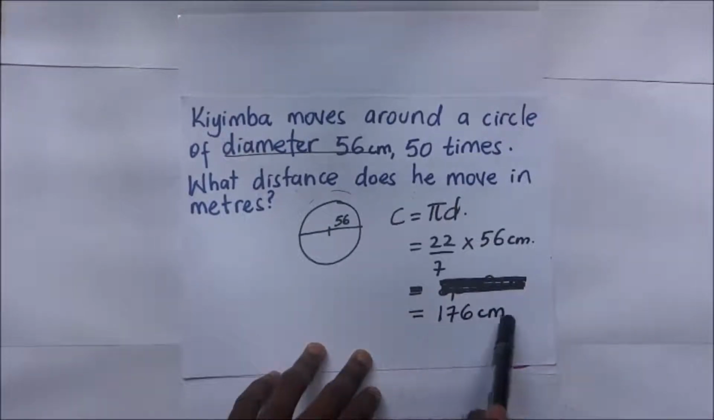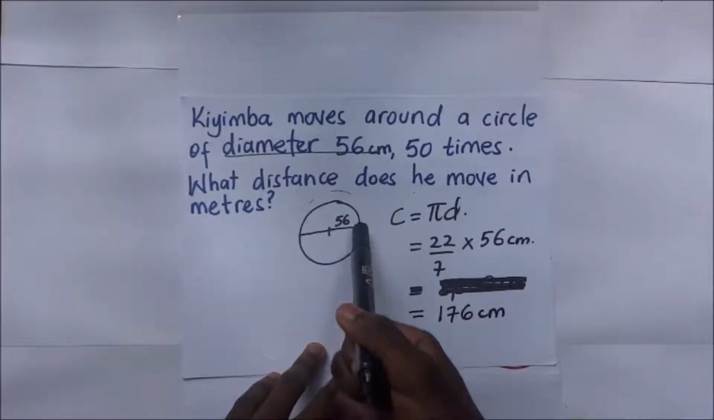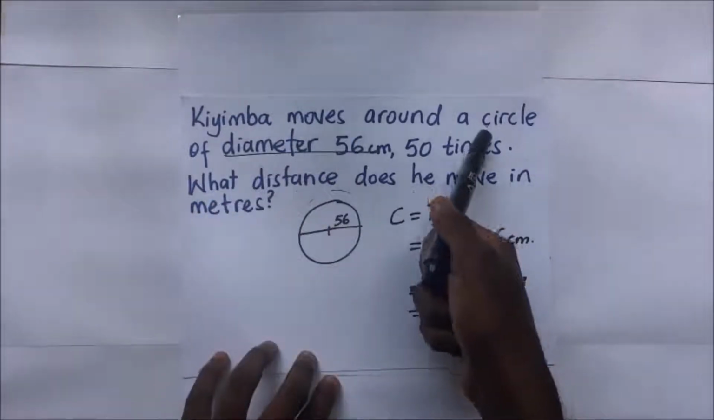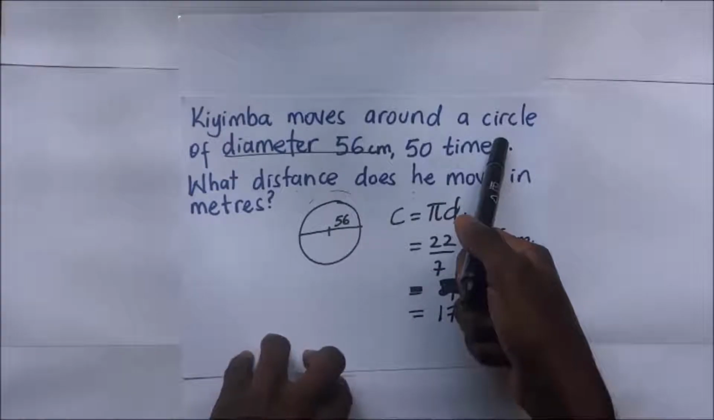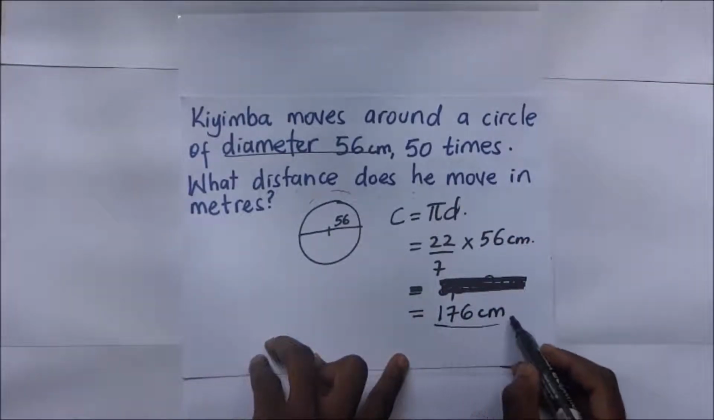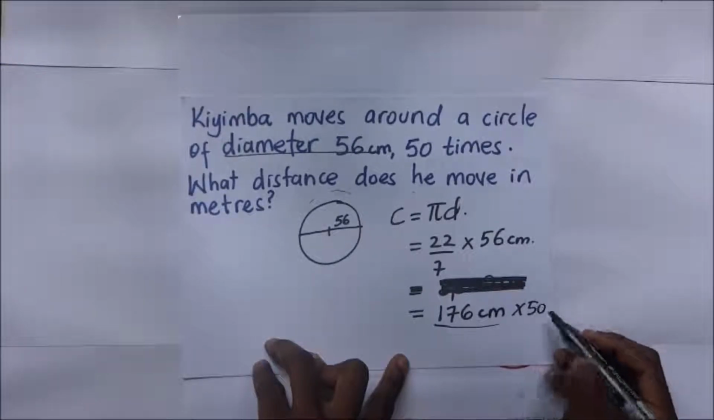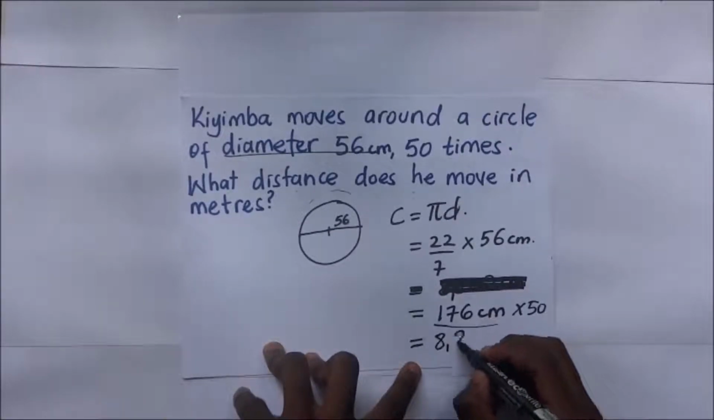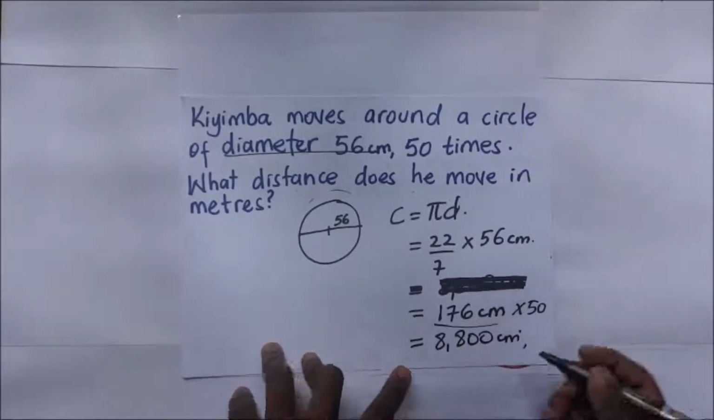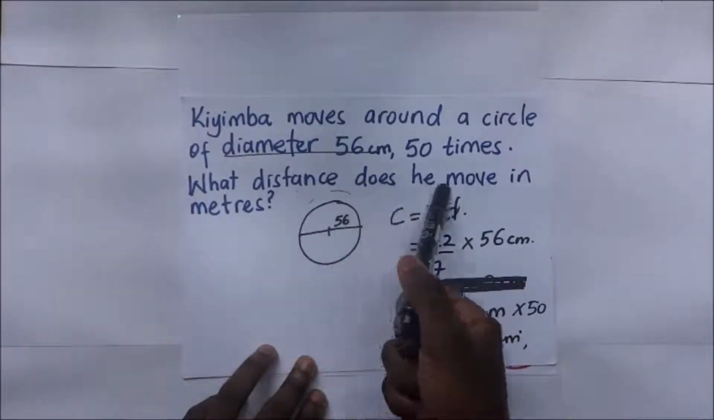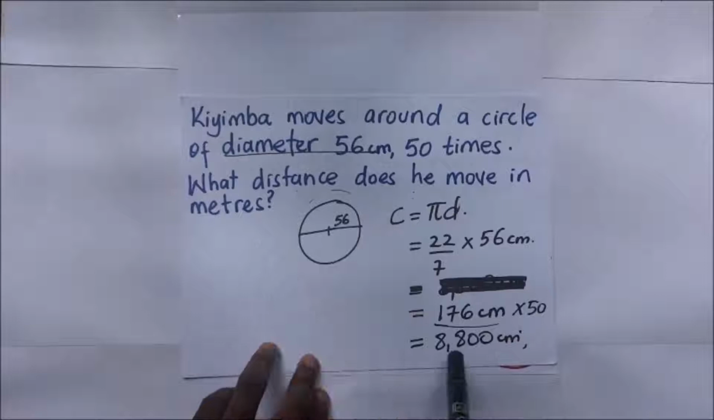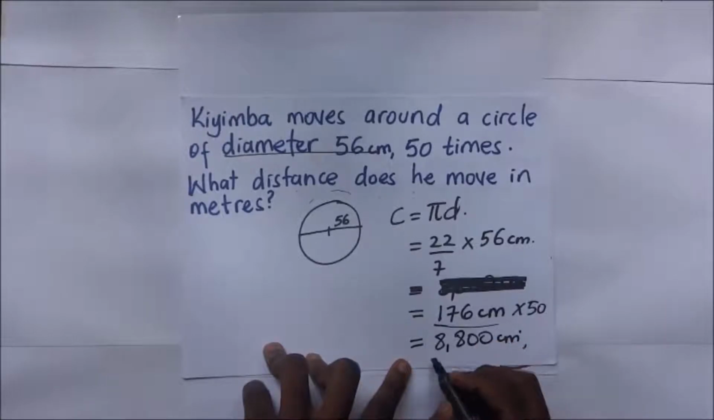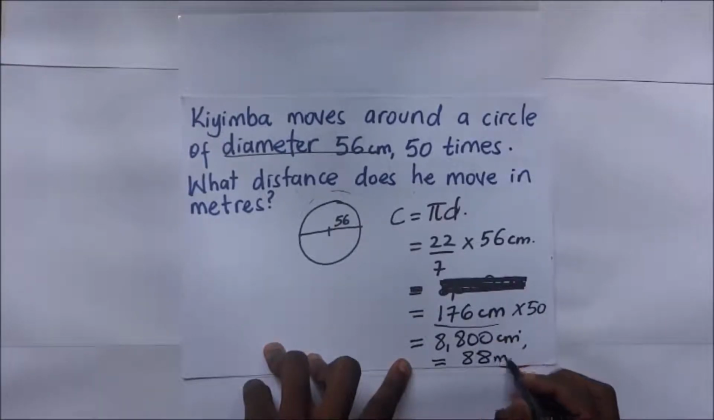centimeters. So 176 centimeters is the distance moved around this circle in one revolution or one round. But Chimba moves around the circle 50 times. So to find the distance he moved, we're supposed to multiply this by 50. So to get the total distance moved when he moves around 50 times, we shall get 8,800 centimeters. But then the question requires us to find the distance he moves in meters. So we're supposed to convert this to meters. When we convert this to meters, we divide by 100 and we shall end up getting 88 meters.